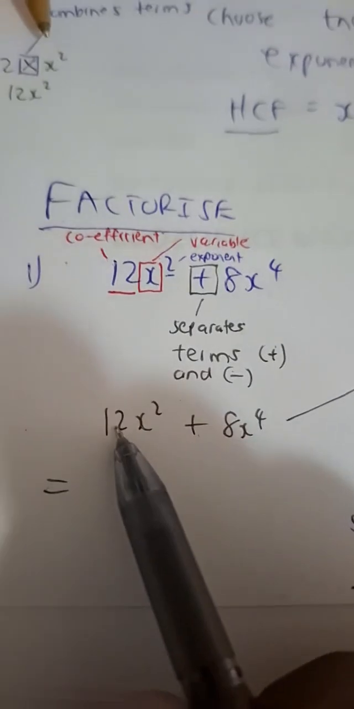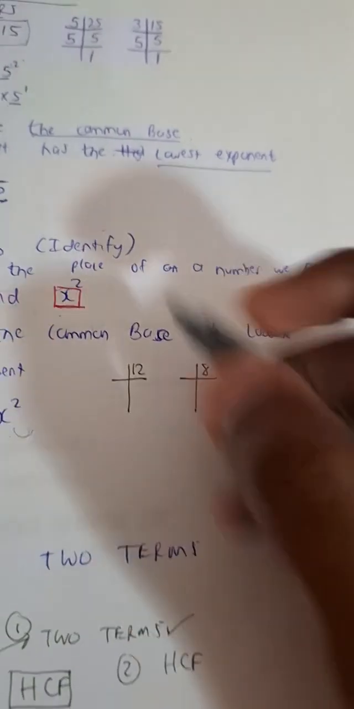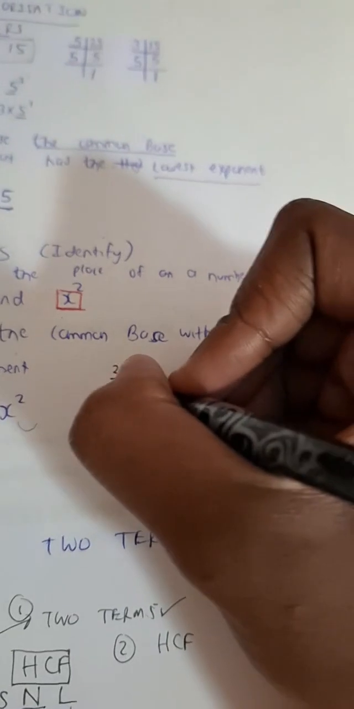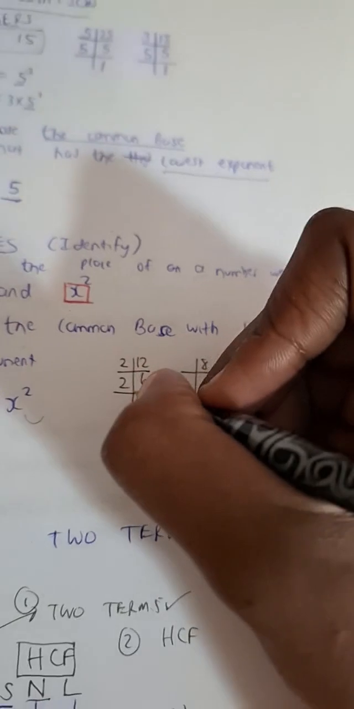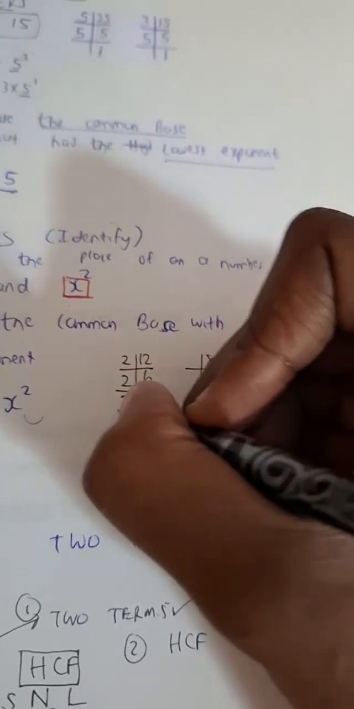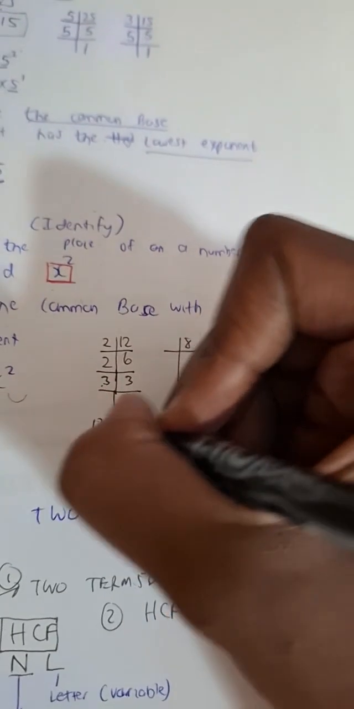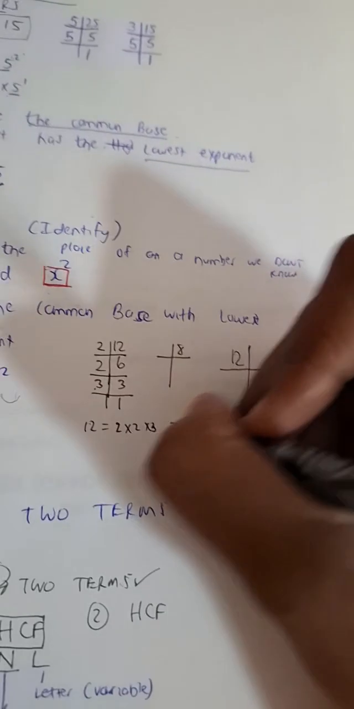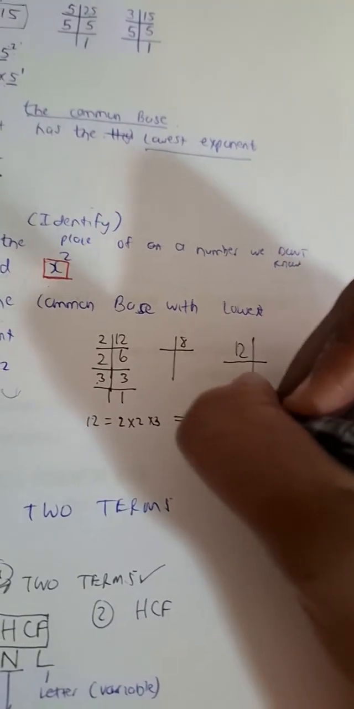So we are going to take the 12 and this 8, and we are going to ask ourselves, what is the lowest prime number that goes into 12? It is 2. How many times does it go? 6 times. The lowest prime number that goes into 6 is 2. How many times does it go? 3 times. The lowest prime number that goes into 3 is 3. It goes into 3 once. So that means 12 is equal to 2 times 2 times 3, which is actually 2 squared times 3.